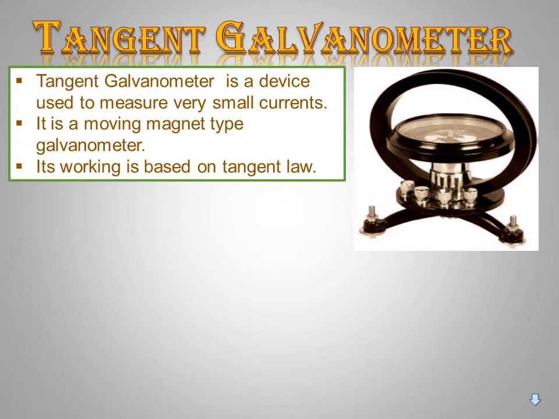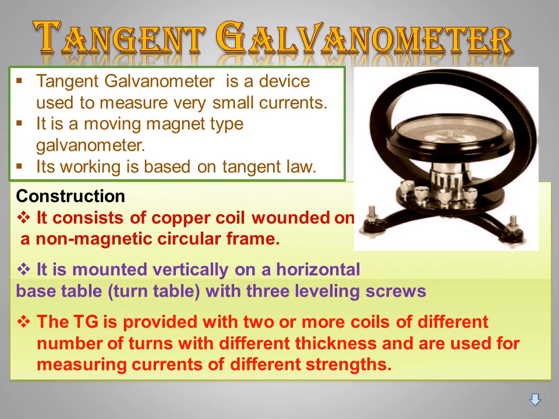A galvanometer is a device used to measure very small currents. It is a moving magnet type galvanometer. Its working is based on the tangent law. Let's move to the construction of this galvanometer. It consists of a copper coil wound on a magnetic circular frame. This copper coil is wound on this frame. It is mounted vertically on a horizontal base table.